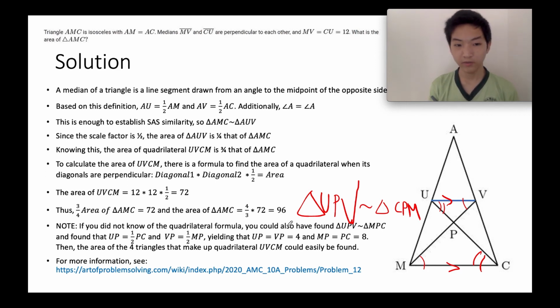Then the area of the 4 triangles that make up quadrilateral UVCM could easily be found. So we know that this is a right angle. We found out that this is 4, and this is 8. You can see that this is obviously 16, 16, 8, 32. So adding that all up, we get 72. And it's the exact same thing as we got here using the quadrilateral formula.